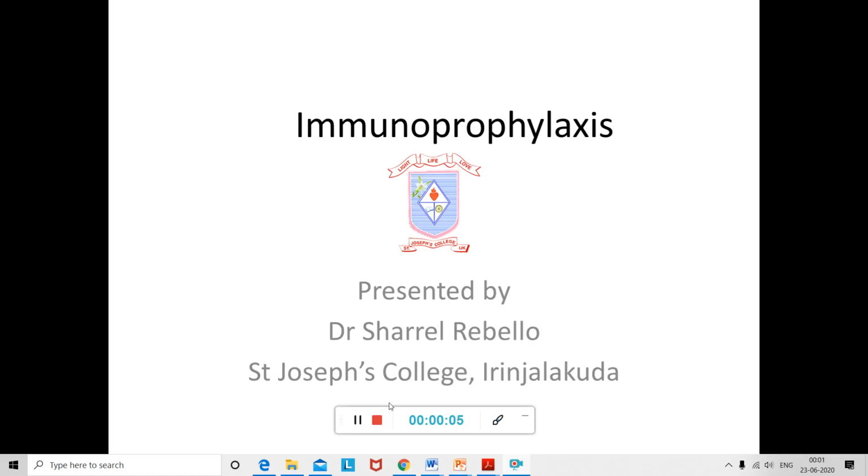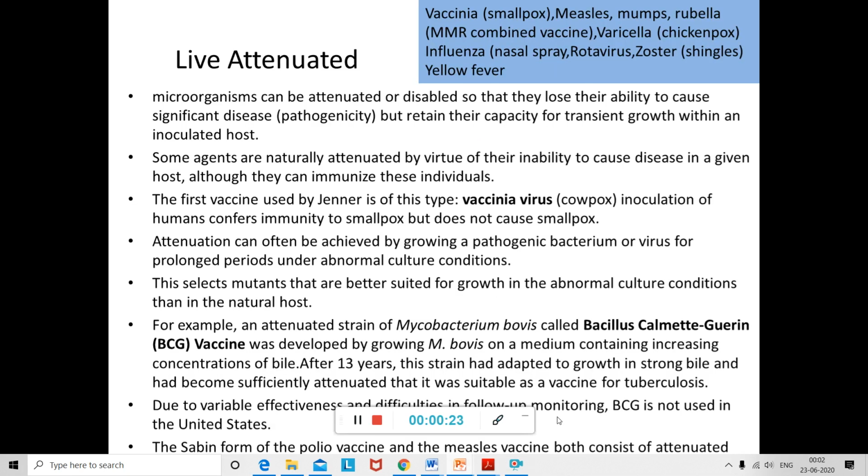Dear students, we had spoken about immunoprophylaxis in the previous session. You know what it is? It is a prophylactic measure, a disease preventing measure, by improving your immunity. And we learned that the use of vaccines is a technique that we can use to improve our immunity. Now, what are the different types of vaccines? That's what we are going to talk about in this.